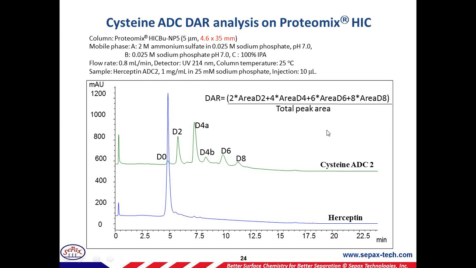So what we can do is calculate the average DAR ratio here. We actually integrate all the peaks, using the peak areas in this formula to take a look at the DAR. We actually calculate about 4.1. So it's very close to the number we were supplied with.